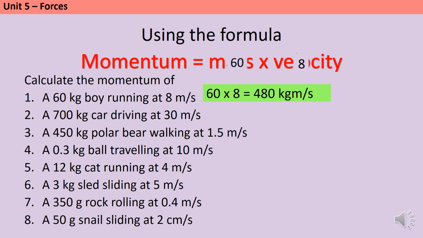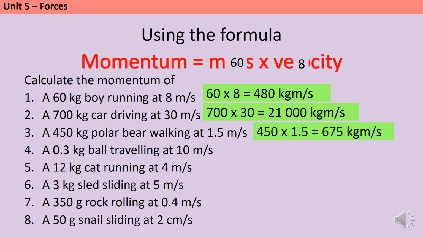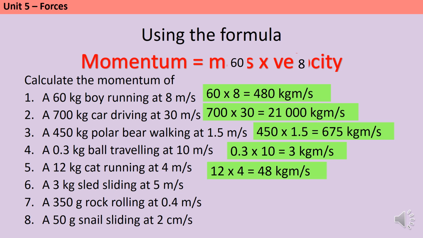Hopefully for question 2, you've done 700 multiplied by 30 to get an answer of 21,000 kilogram meters per second. For question 3, you've got 675 kilogram meters per second. For question 4, you've got 3 kilogram meters per second. For question 5, you've got 48 kilogram meters per second. For question 6, you've got 15.